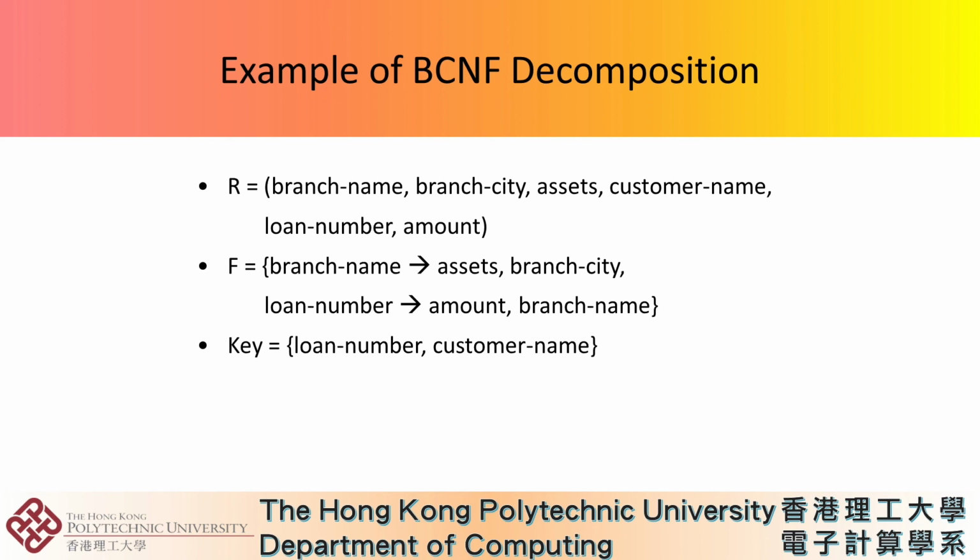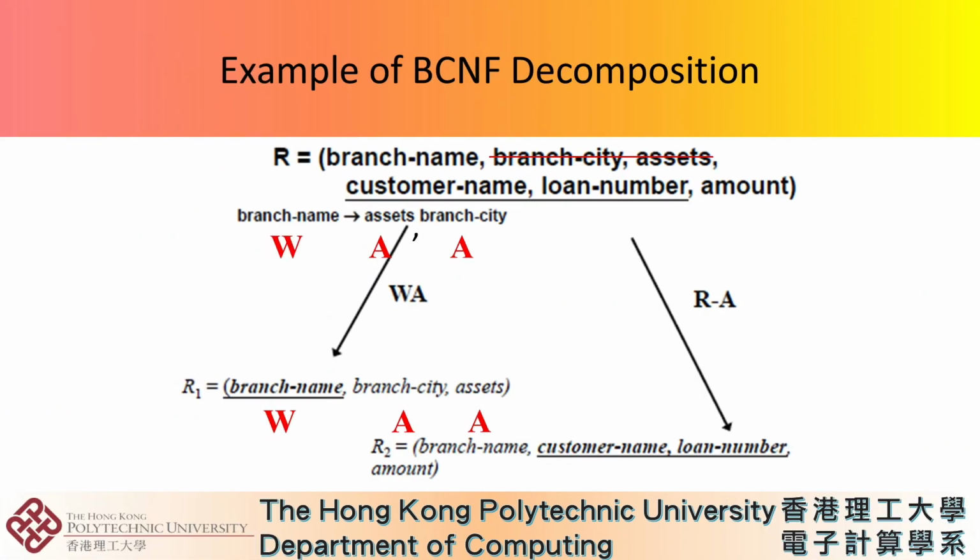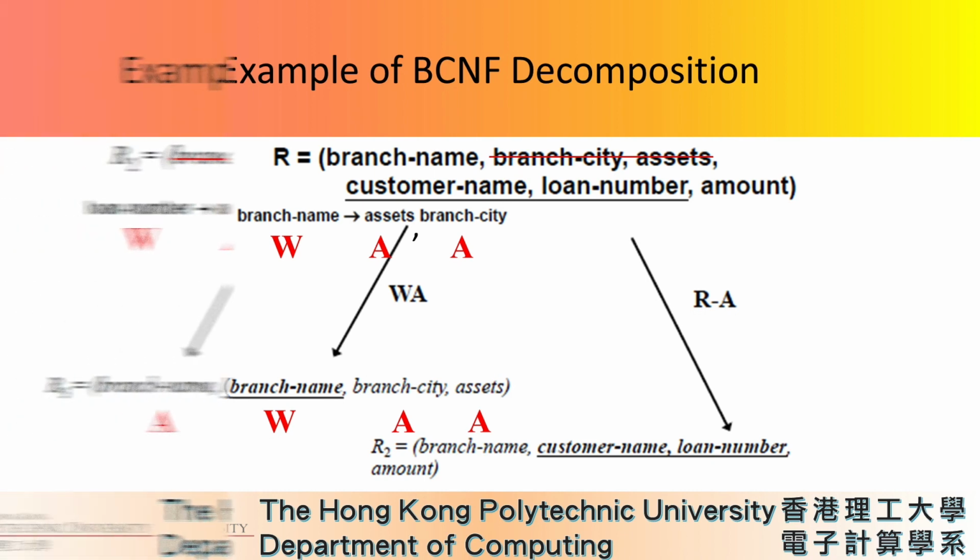We should handle one of the functional dependencies first. Branch name functionally determines assets and branch city. Branch name is W, and assets and branch city are A. One of the tables should contain WA. R1 contains branch name, branch city, and assets. The other table should contain R minus A. R2 should contain branch name, customer name, loan number, and amount.